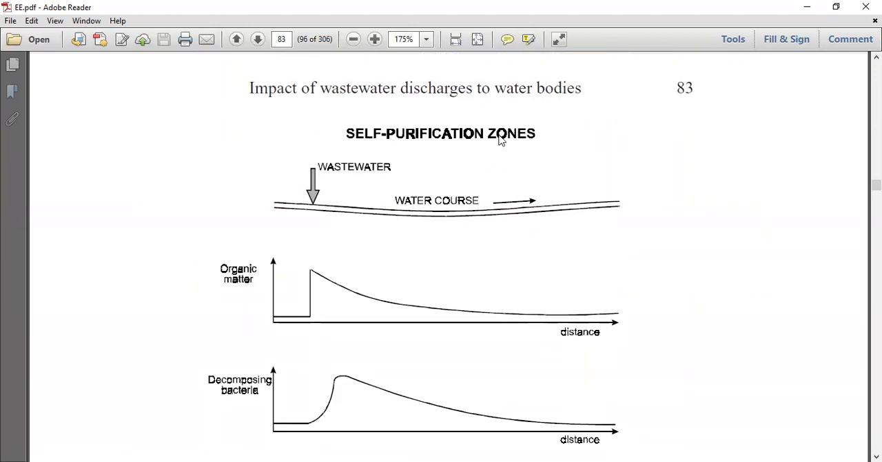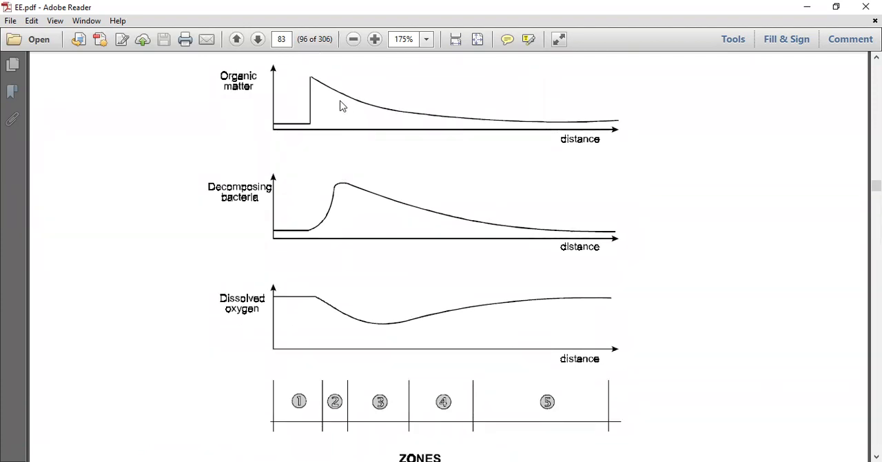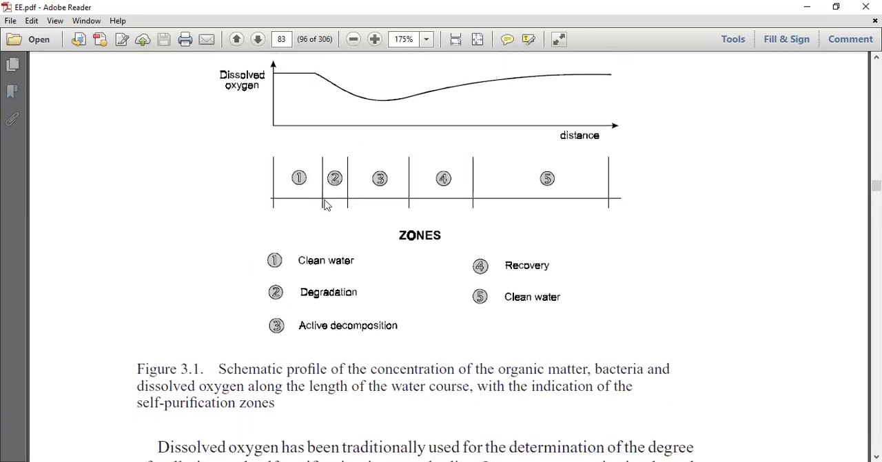So, the self purification zone. In wastewater watercourses, the organic matter is high and decomposing by bacteria. When the organic matter is high, the dissolved oxygen is the least in the water bodies. So it is hard for the other aquatic community to live or for respiration to work. The first is clean water, the second is degradation, the third is active decomposition. In the active decomposition phase, the dissolved oxygen is the least, and after, in the recovery phase, the level of dissolved oxygen is increasing to a much higher stage.